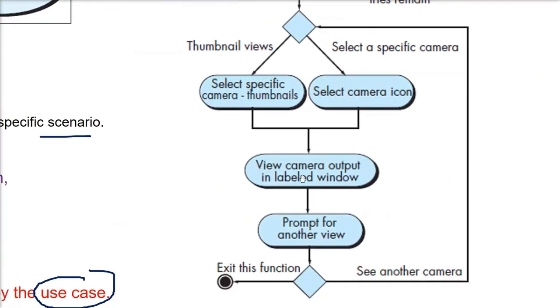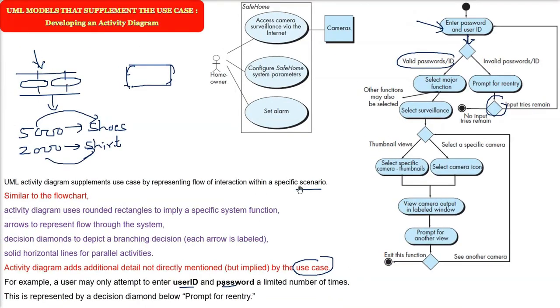Finally, we view the camera output in the label window and then prompt for another view. If you want to see again, then we loop back to the diamond above. Otherwise, we exit this function. This is how we have added an activity diagram to the use case.